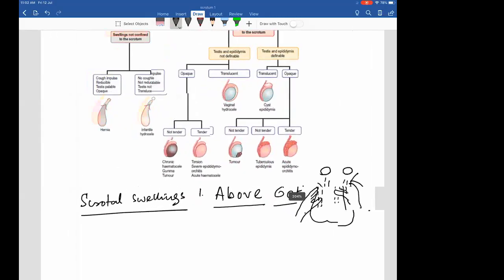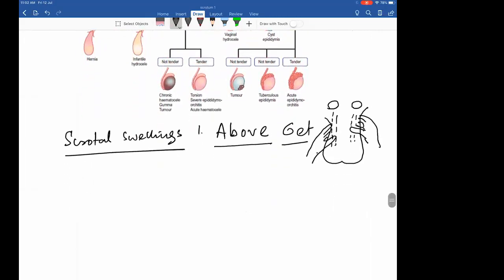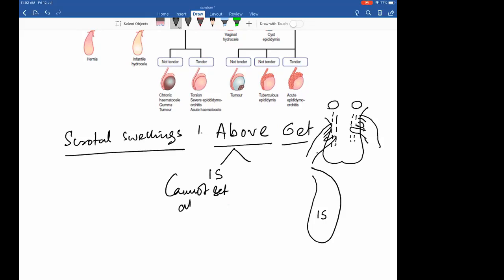Now, please understand the picture. If it is an inguinoscrotal swelling, the swelling will somewhat be like this on this side, and so this is called an inguinoscrotal swelling. For an inguinoscrotal swelling, you cannot get above the swelling. Whereas in a case of a scrotal swelling, you can get above the swelling.